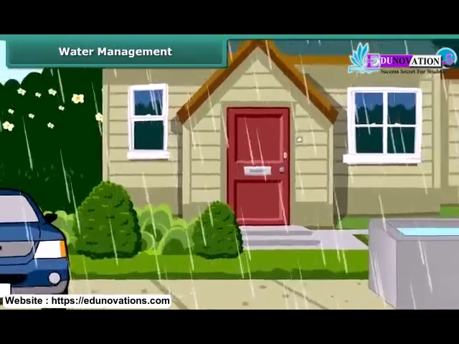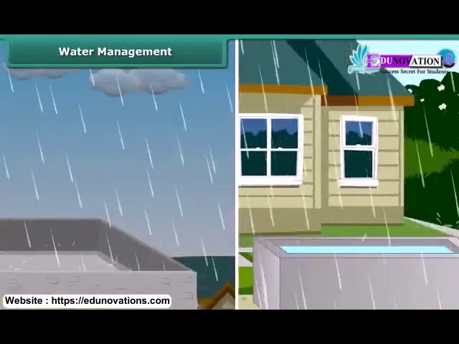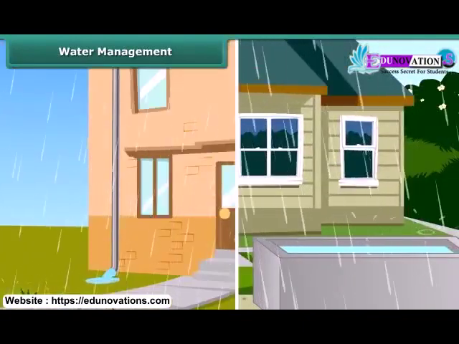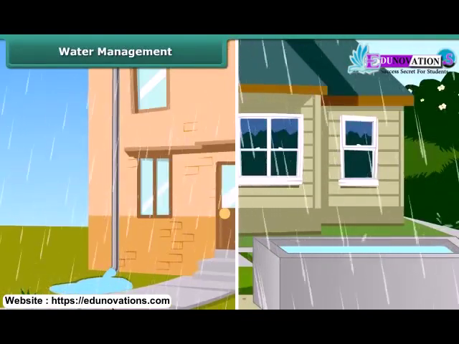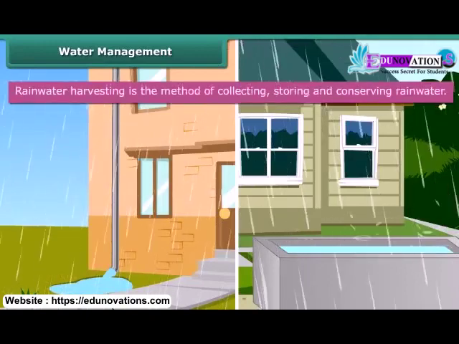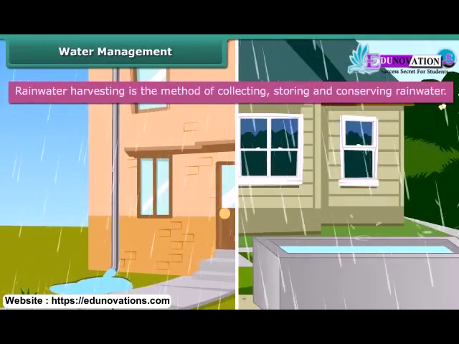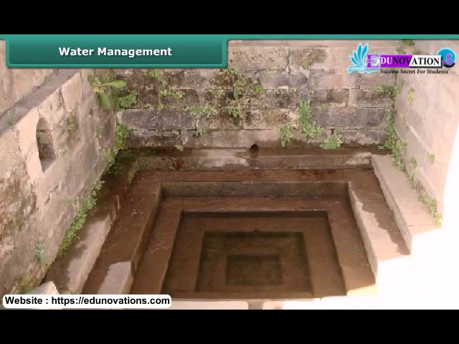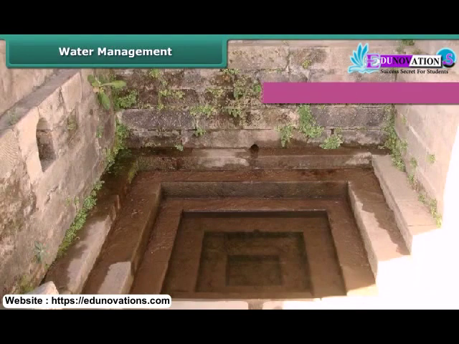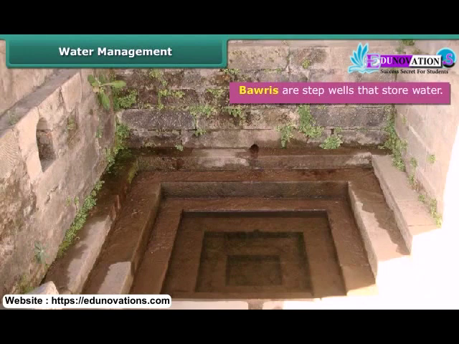If we collect and store all the rainwater that falls on terraces, roads, and pavements instead of letting it run into the ditches, we could actually have vast reserves of water. Collecting, storing, and conserving rainwater is called rainwater harvesting. Bowery, the traditional way of collecting water, can be revived. Boweries are step wells that store water. The stored water can be reached by descending a few steps. Boweries can also be multi-storied.